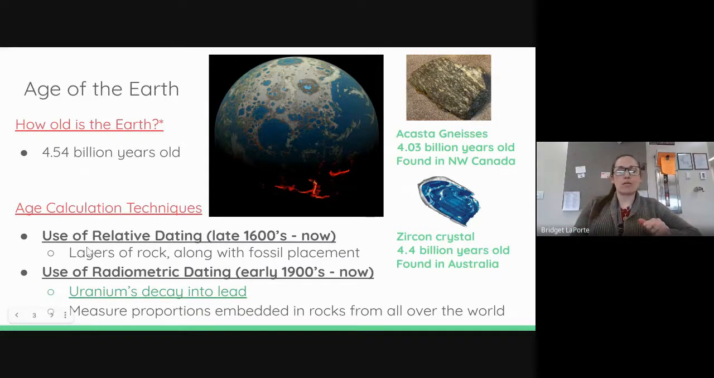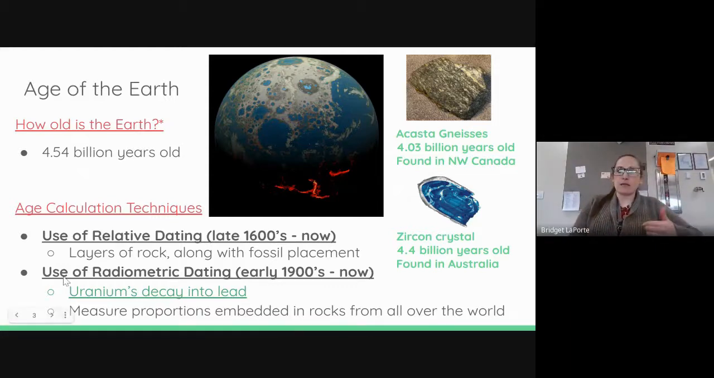And basically, we take a look at different layers of geological rock and at fossil placement in there, and we're able to determine relative age. So we don't have exact numbers or times with that, but we have a relative sense, like this was older than this, or this is newer than that.